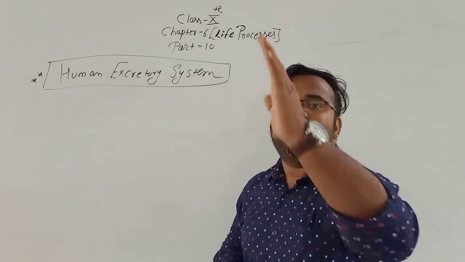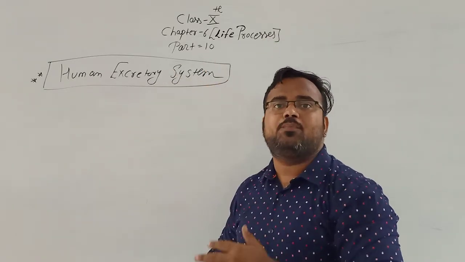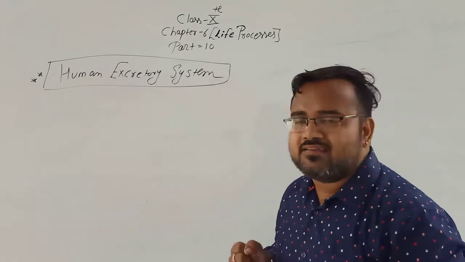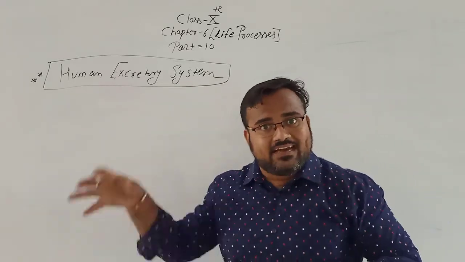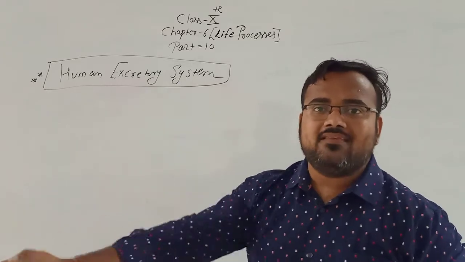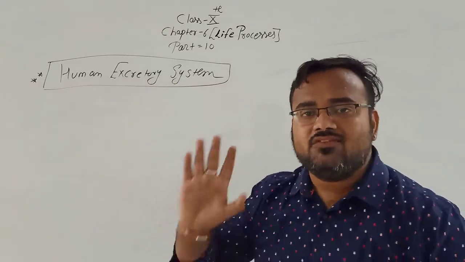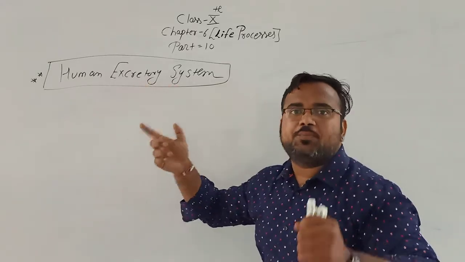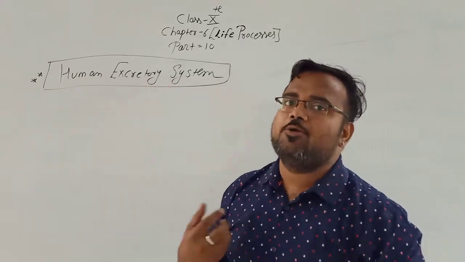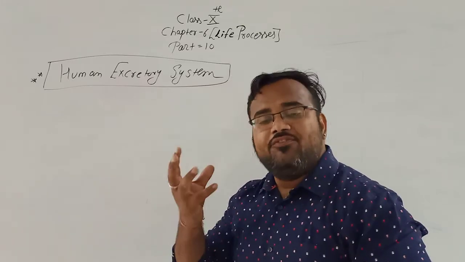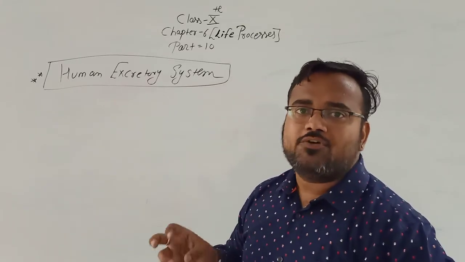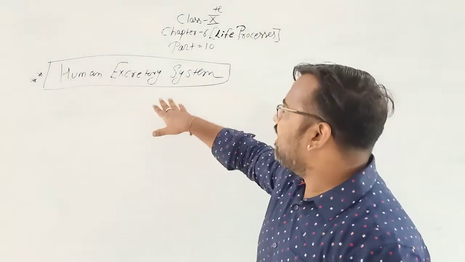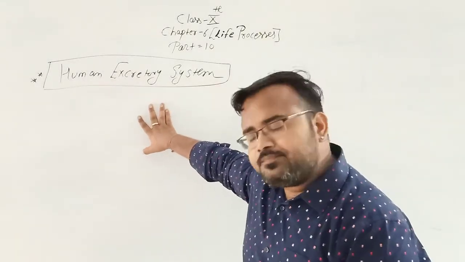The process of removal of waste products from our body is known as excretory system, and the product which is excreted from our body is known as the excretory product. What is excretory system? The process of removal of waste product from our body. And the waste products which are removed from our body are known as excretory products.